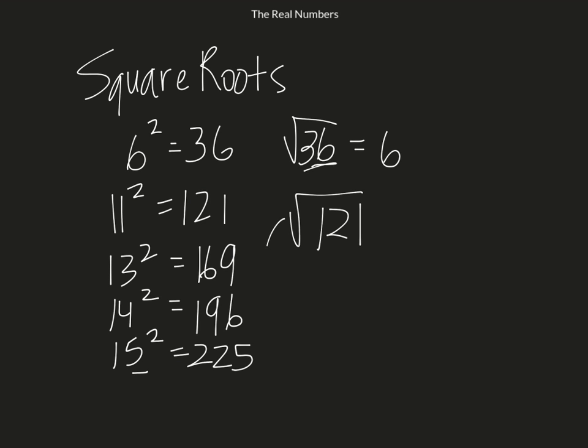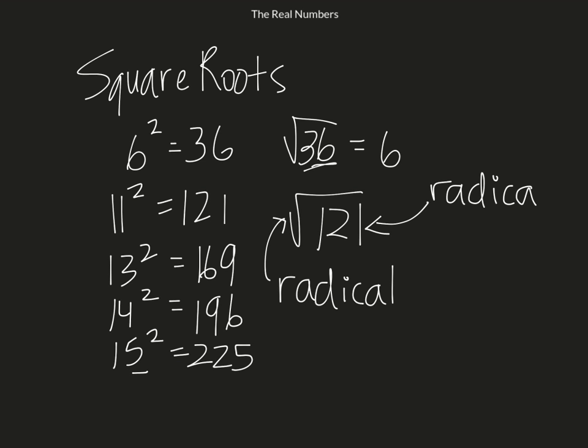This symbol, we call it the square root symbol. It actually has a name. It is the radical. It has a very cool name, doesn't it? What's underneath it is called the radicand. Not as cool. And it is read the square root of 121, or you can actually say radical 121. So that is a proper way of reading this.